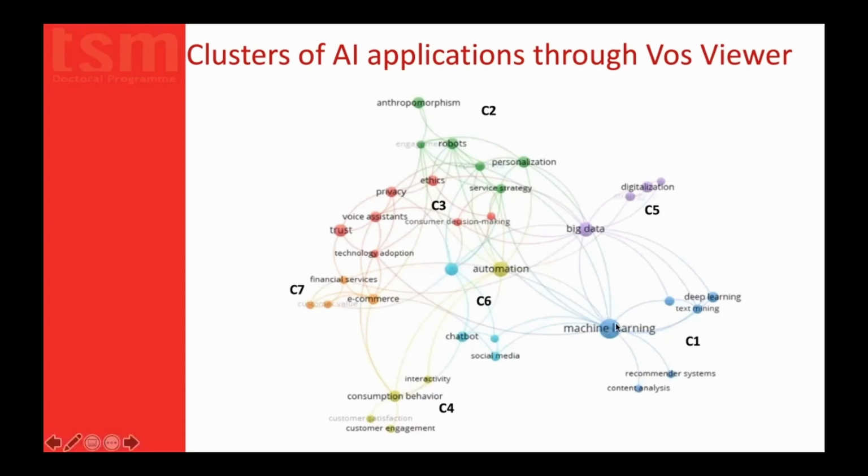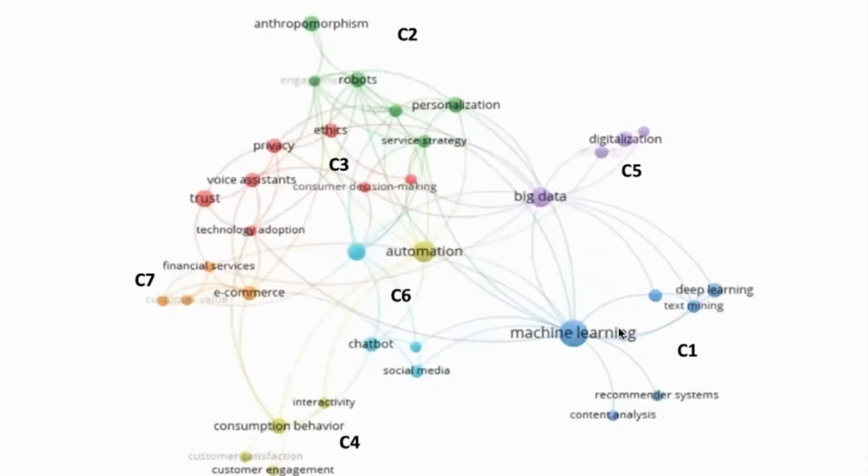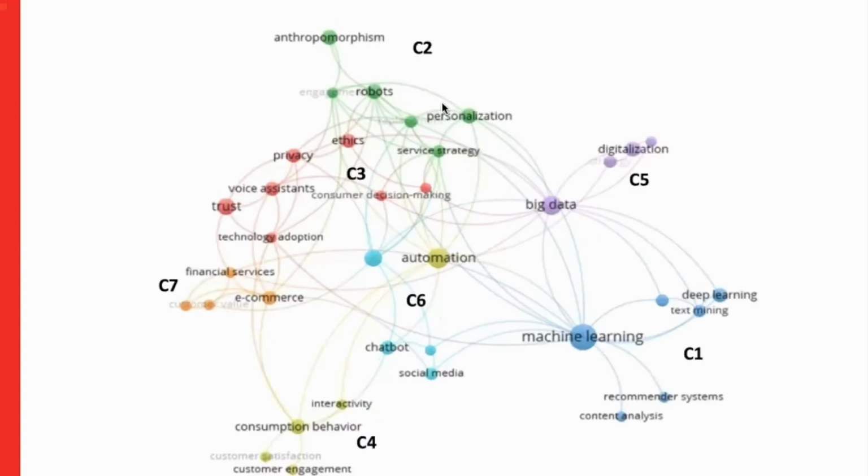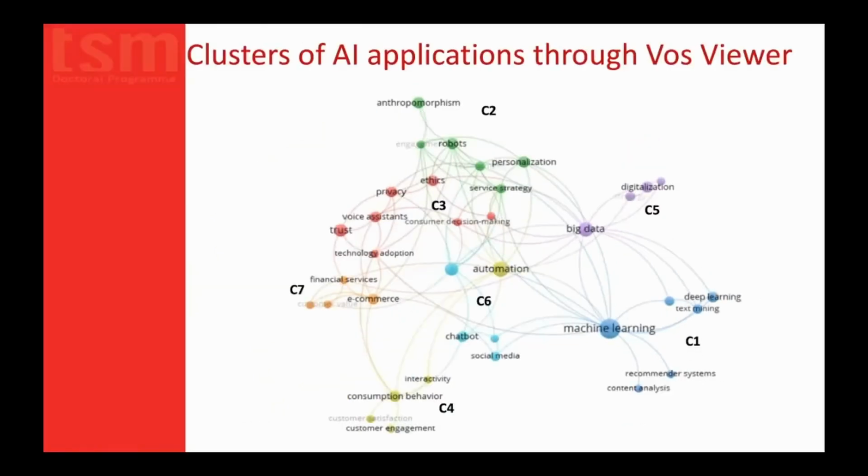The first cluster is technical: machine learning, deep learning, content analysis. So it's really technical about the techniques, how to analyze big data with artificial intelligence. So it's more technology related. The second cluster is about human AI interactions in service encounters, with keywords like anthropomorphism, engagement, personalization, human replacement, robots, and service strategies. So human AI interactions.